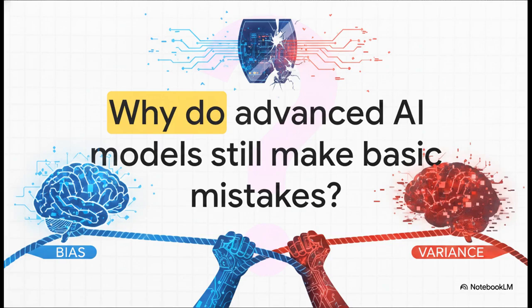So let's kick things off with a pretty fundamental question. If machine learning is just so incredibly advanced right now, why does it still struggle with brand new, unseen data? I mean, why do models that look absolutely flawless in the lab completely fall apart out in the real world? Well, it all comes down to a mathematical tug-of-war that literally every single algorithm has to play.